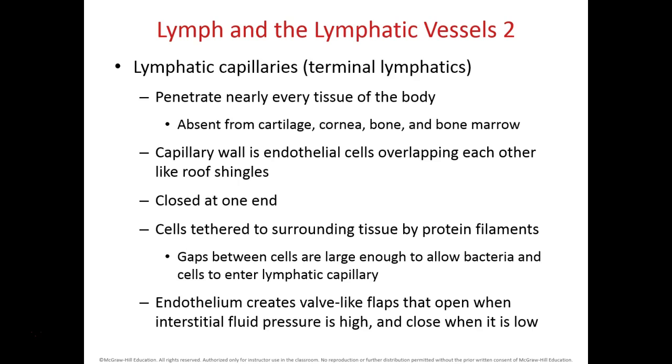That's one of the differences between the lymphatic vessels and the arteries and veins. The lymphatic vessels are closed at one end, so they only move fluid in one direction. The cells are tethered to surrounding tissue by protein filaments, and there are gaps between these cells that allow bacteria and other cells to enter the lymphatic capillary. The endothelium creates valve-like flaps that open when the interstitial fluid pressure is high and close when it is low.